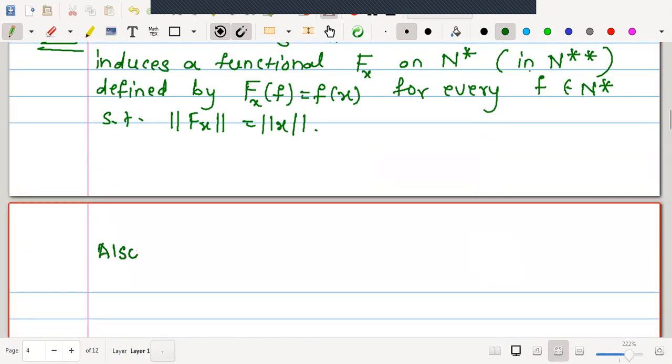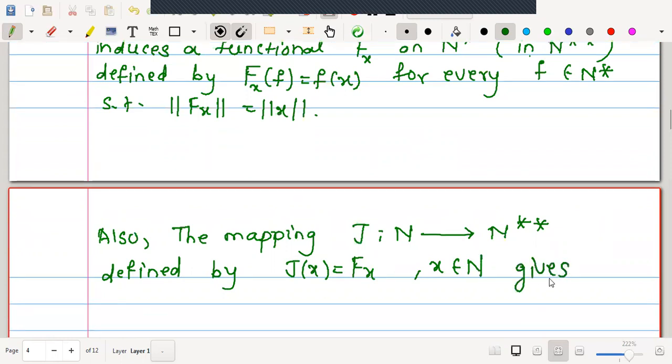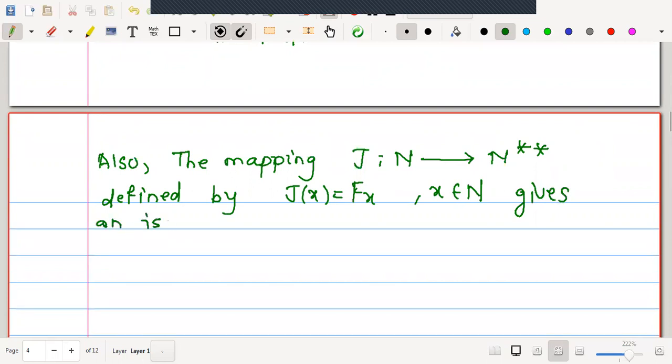Also, the mapping J from N to N double star defined by Jx equal to F_x, for every x in N, gives an isometric isomorphism of N into N double star.